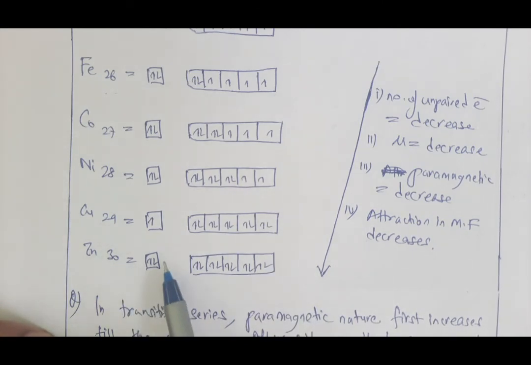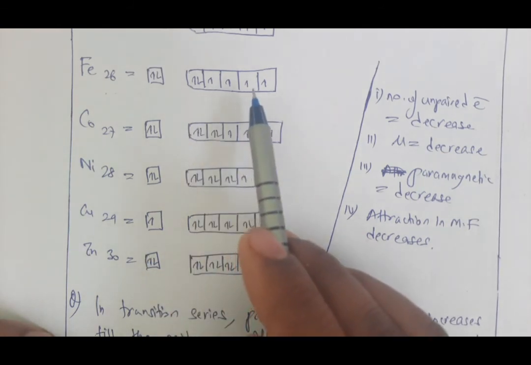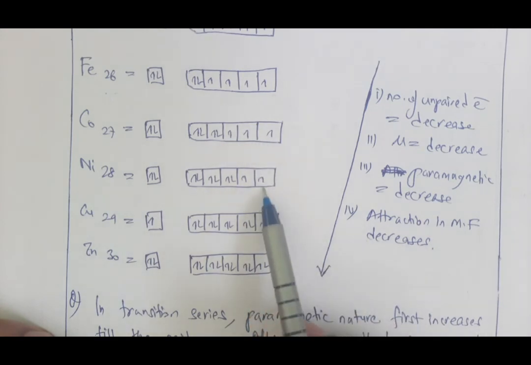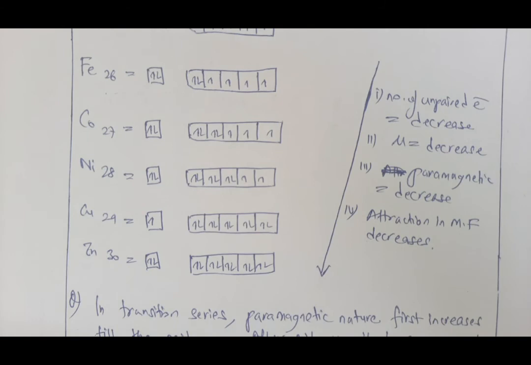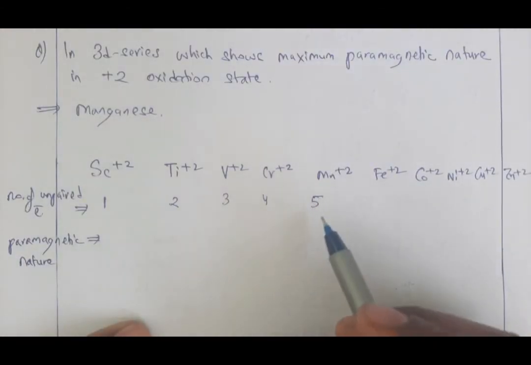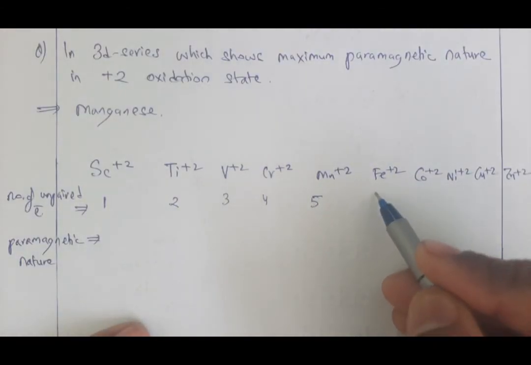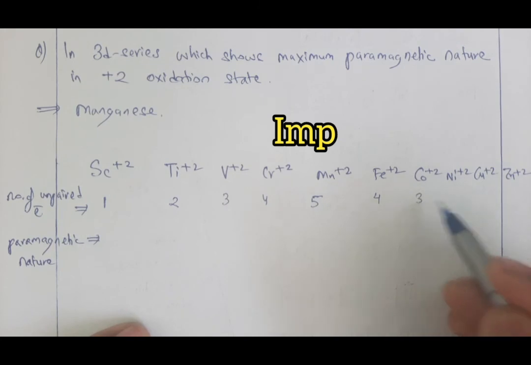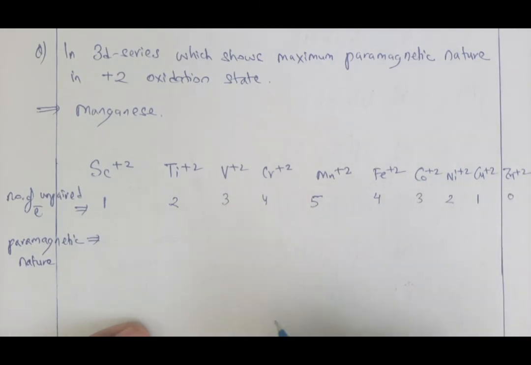In case of zinc, you will remove 2 electrons to make it +2 oxidation state, that you remove from 4s. So there is no unpaired electron, so unpaired electrons will be 0. The number of unpaired electrons in iron will be 4, here will be 3, here will be 2, here will be 1 and here will be 0. You can repeat the video to understand. So students, here the number of unpaired electrons with iron will be 4, with cobalt 3, with nickel 2, with copper 1 and with zinc 0.